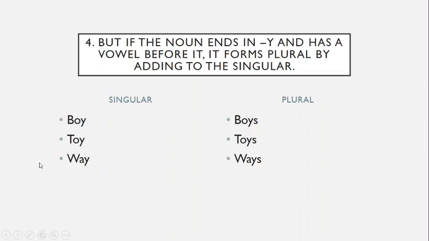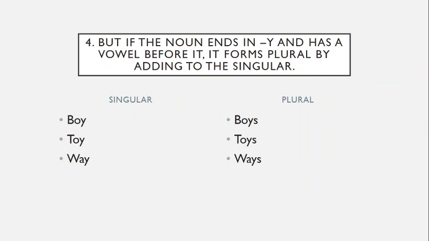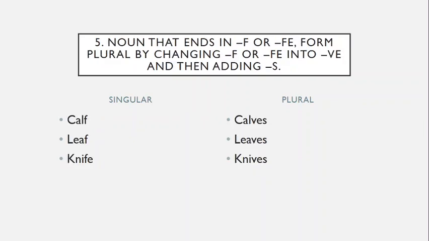It becomes toys. Way, y is at the end and before y there is a vowel letter. So we will add only s to the word and it will become plural. So way became ways. Ways is the plural of way. Do you understand the difference between this rule and the previous rule? I hope you all understand. Now let's move to the next.